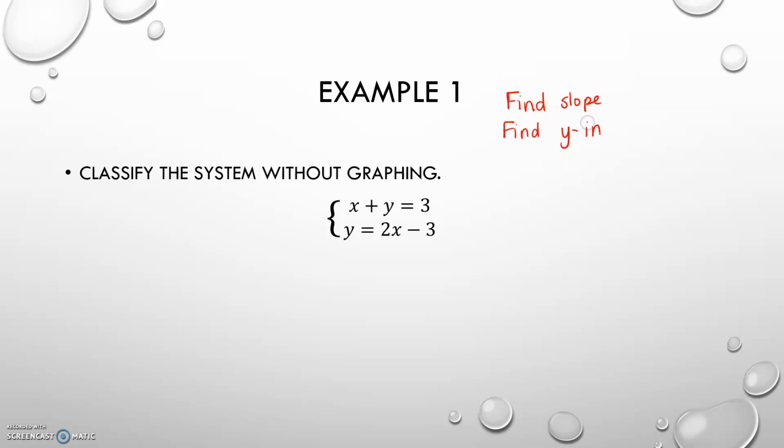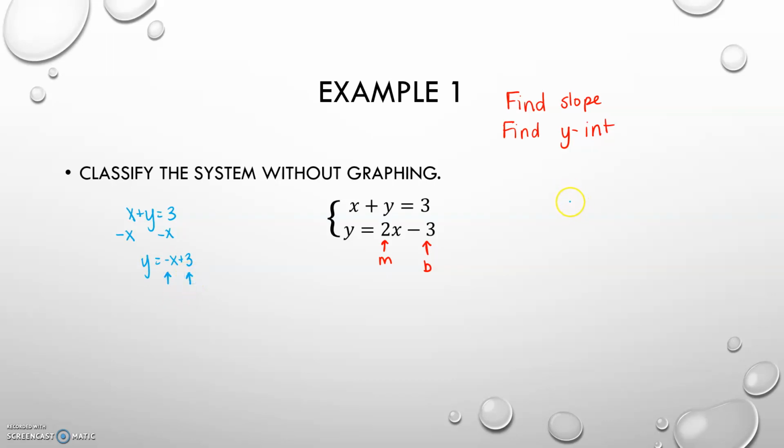And we'll look at y. So this one, I already know that this is my slope, and this is my y-intercept because it's in slope-intercept form. But this other one here, I need to change the form. So if I start with x plus y equals 3, I need to get y by itself. I'm going to subtract x to both sides. Now I have a slope of -1 and a y-intercept of 3.